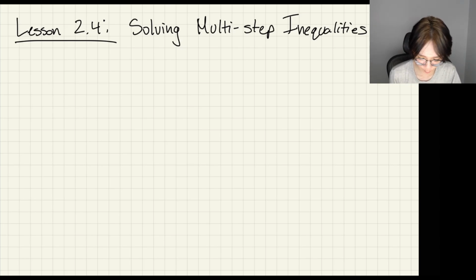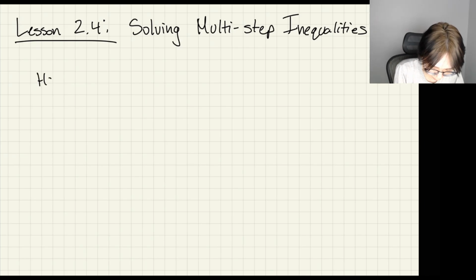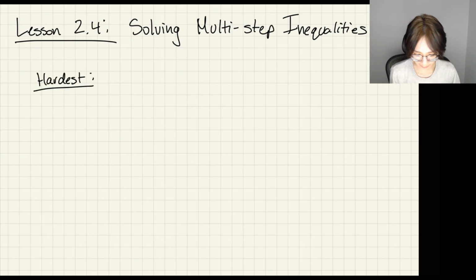All right, lesson 2.4 is solving multi-step inequalities. This one's going to be a shorter lesson because it's just a combination of what we've done so far. If you're comfortable with the one-step inequalities from lessons 2.2 and 2.3, and you're comfortable with multi-step equations, you'll be perfectly fine doing this. As per usual, here's the hardest one I can think of for this lesson, and I will come back at the end to walk through it.